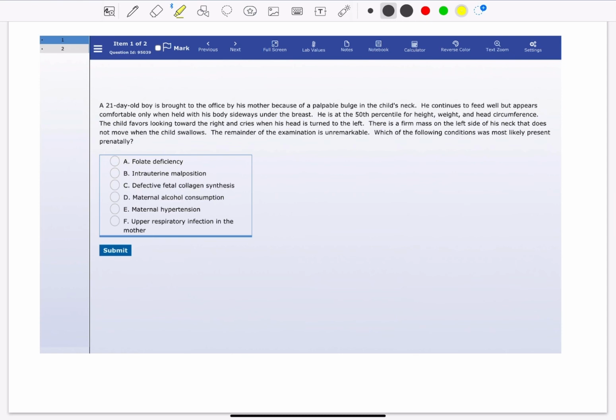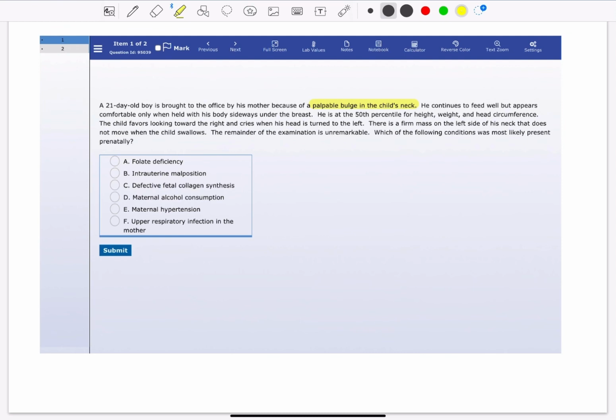I'm going to start with the first question in the musculoskeletal block. A 21-day-old boy is brought to the office by his mother because of a palpable bulge in the child's neck. He continues to feed well, but appears comfortable only when held with his body sideways under the breast. He is 50th percentile for height, weight, and head circumference.